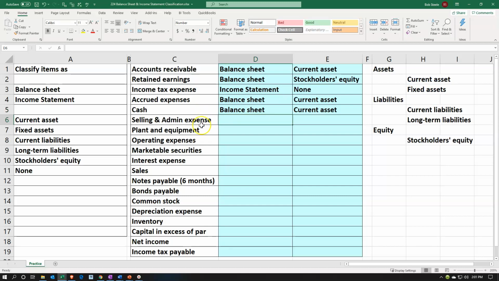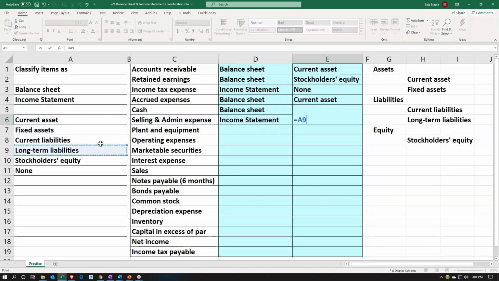Then we've got the selling and admin expense. Now, that one says expense and not expenses, and therefore it's going to be an income statement item. So revenue minus expenses, those are the income statement items. And these subcategories represent the balance sheet accounts, not income statement accounts. And therefore, this one's not included in it. So we're going to say none for the subcategorization.